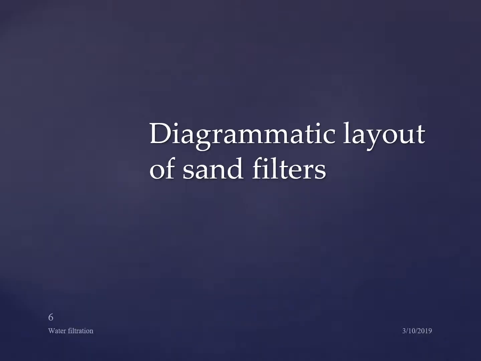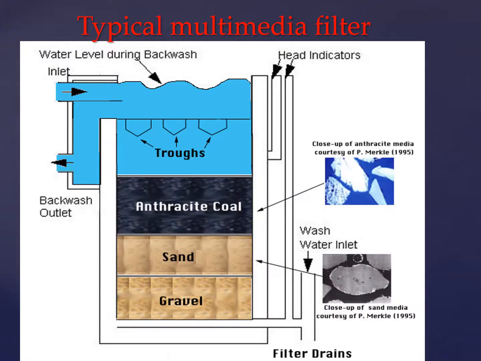So let's see what the layout of sand filters is. This is the diagrammatic layout of sand filters. Here is one sample of the filters. At the bottom you see gravel, then the next layer is sand, and the other layer is anthracite coal. At the top you see troughs. We will talk later about the backwashing. Backwash means we have to backwash filters.